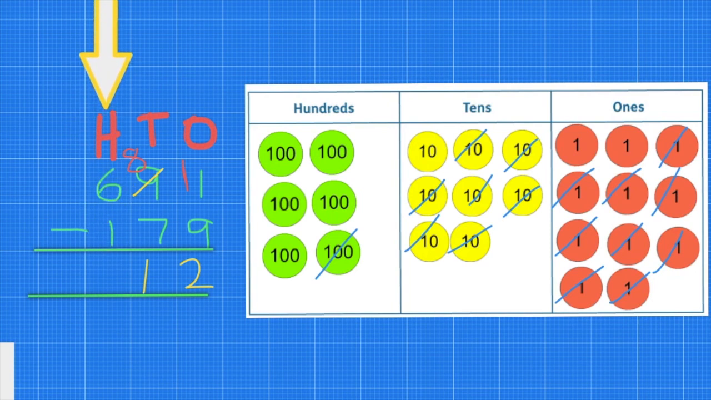You didn't even need to count that. You would have known. 6 subtract 1 equals 5. So the answer is 512. And that is how we do redistribution.